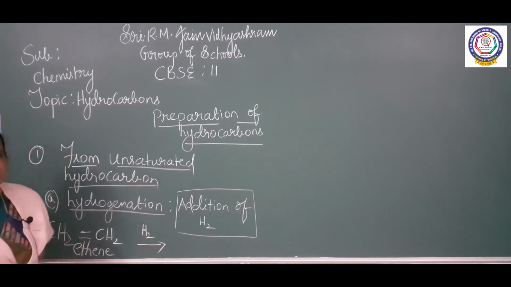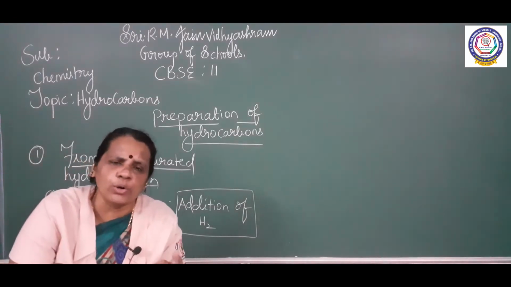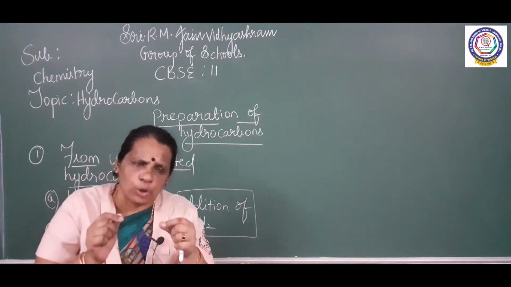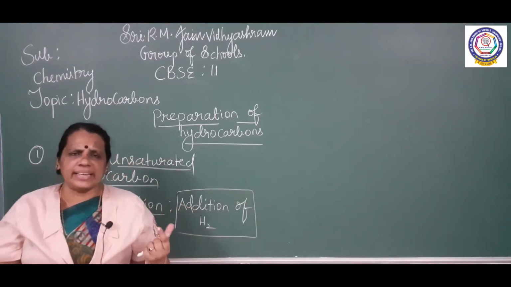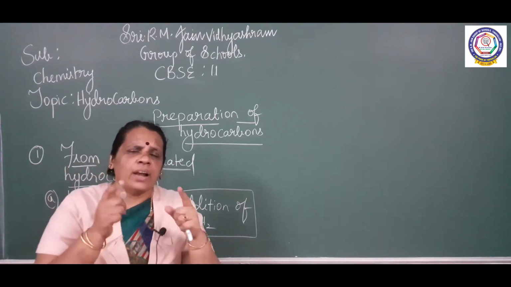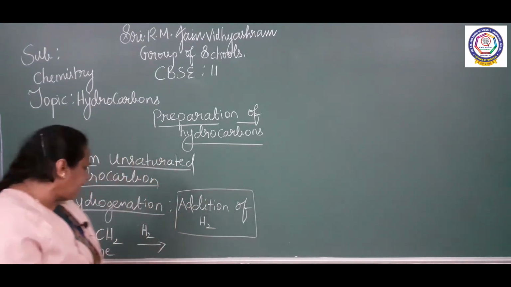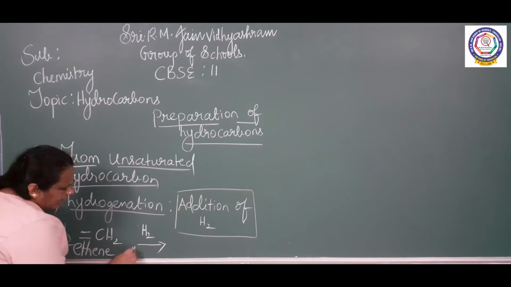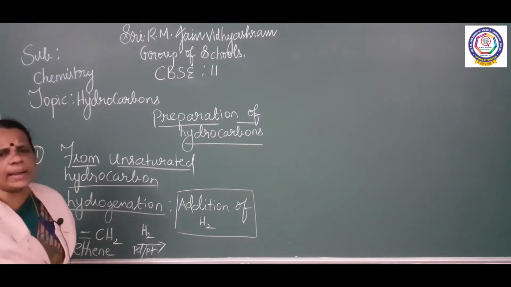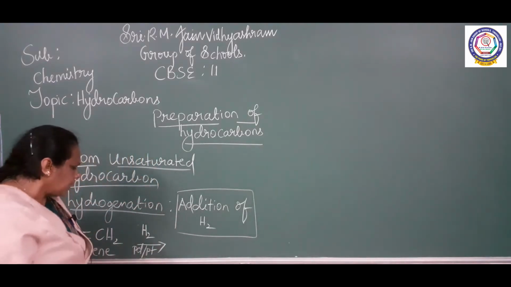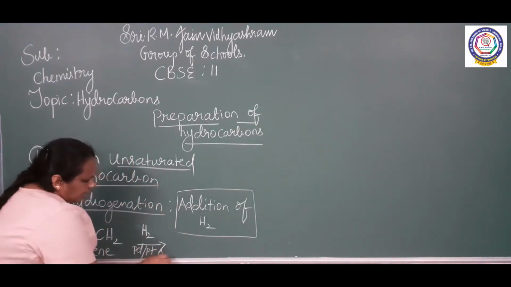And here we need a catalyst to bring about the reaction. The reaction is taking place slowly. In order to increase the rate of the reaction, I am using a catalyst. So what is the catalyst we are using here? Palladium or platinum. Either palladium or platinum is used as a catalyst, heated at high temperature.